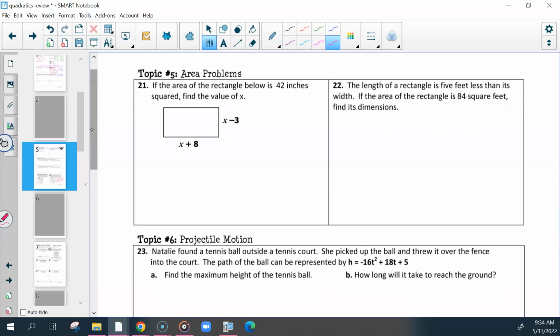Okay. So for this, I don't know which page this is. I want to say the second one. If you got a problem like this, where they're saying the area, it's 42. We need to find the value of x. They gave us our length and width. So we have x minus 3, x plus 8 equals 42. This would be just like the problem where it was equal to 24. So we need to distribute and then move 42 over.